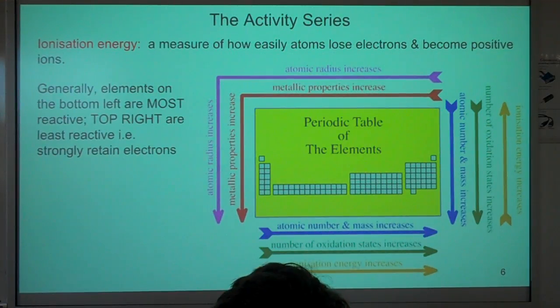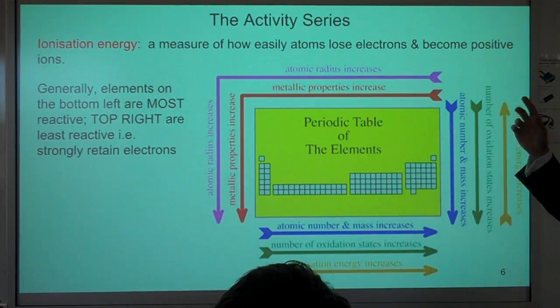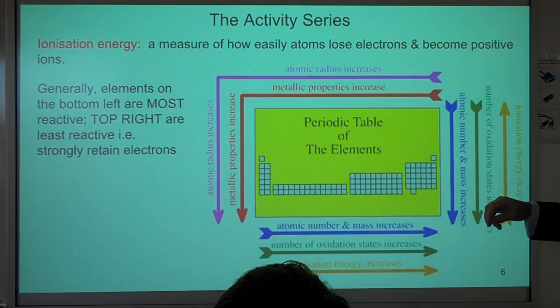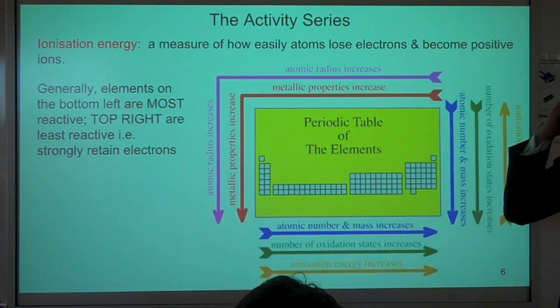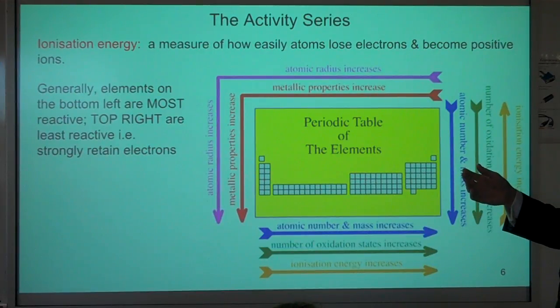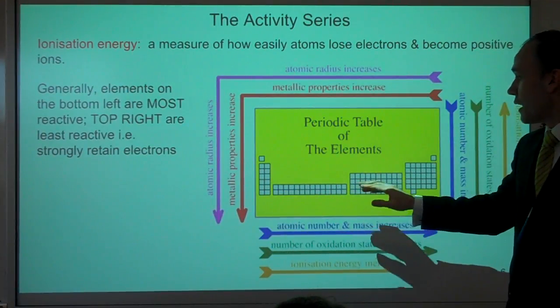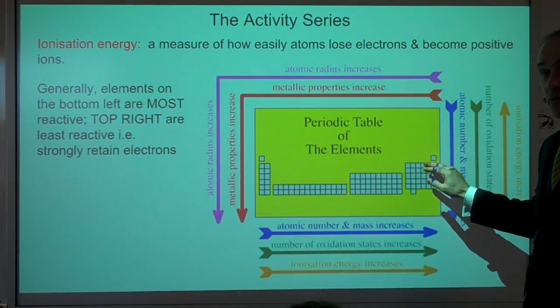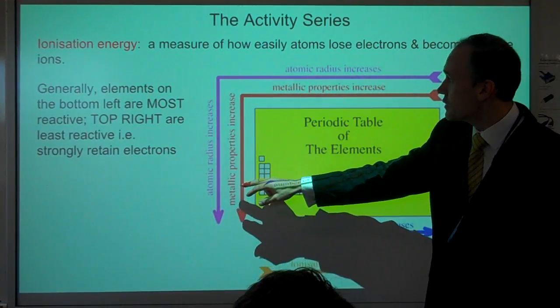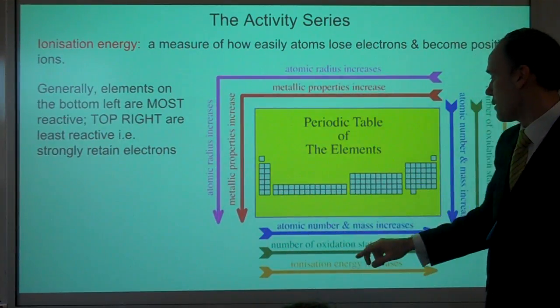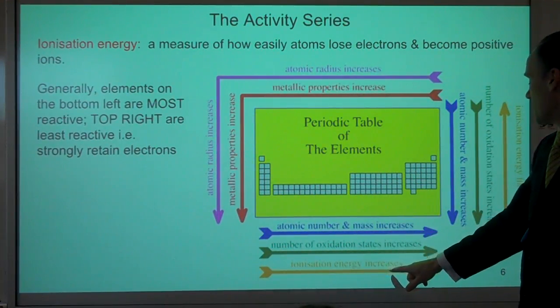Okay. Now, a term that came up a couple of exams ago was ionisation energy, a measure of how easily atoms lose electrons and become positive ions. In terms of reactivity on the periodic table, where are the most reactive elements found? Bottom left. The most reactive are in the bottom left, and the least reactive are in the top right of the periodic table. That's a reflection of atomic radius and metallic properties that increase along that. Where is ionisation energy?